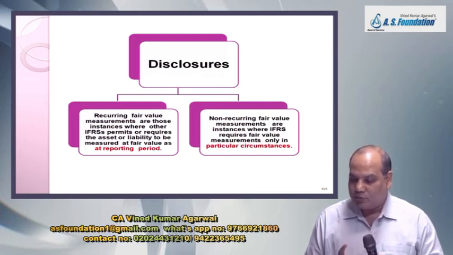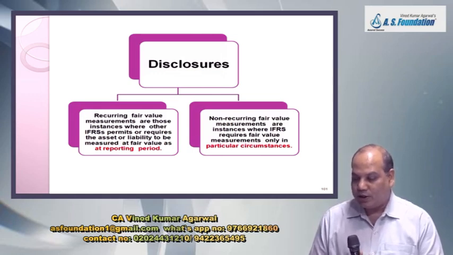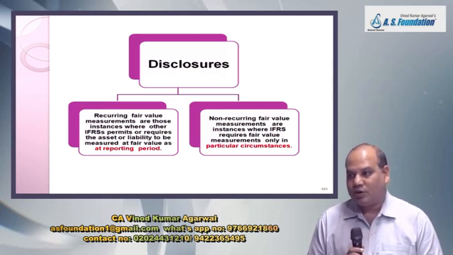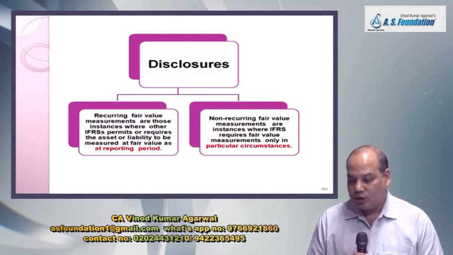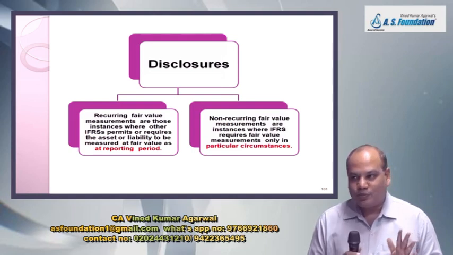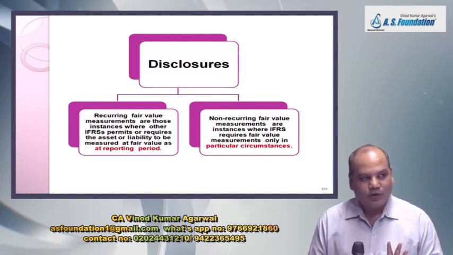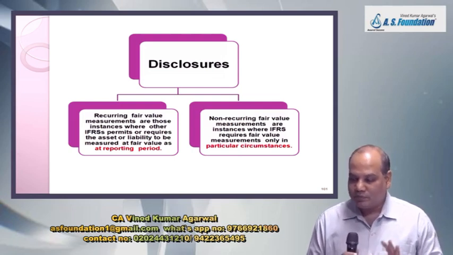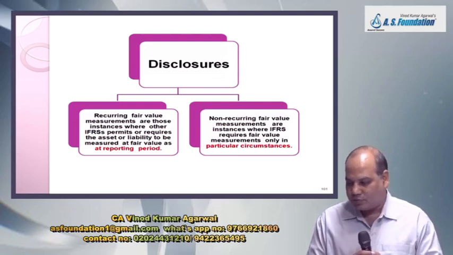So recurring fair value measurements are those instances where other IFRS permits or requires the asset or liability to be measured at fair value as at reporting date. Like for example, IFRS 9 only. On every reporting date, instruments measured at fair value through P&L account, fair value through other comprehensive income, you have to do the valuation.